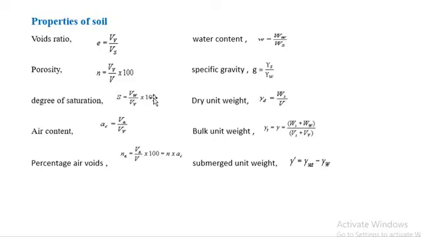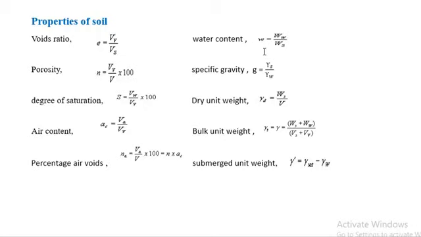Degree of saturation, volume of water by volume of void into 100. Air content, volume of air by volume of void. So degree of saturation plus air content will be 1, because Vw plus Va is Vv, and Vv by Vv is equal to 1. Percentage of air voids, Va by total volume into 100. And another term, na means porosity into air content.